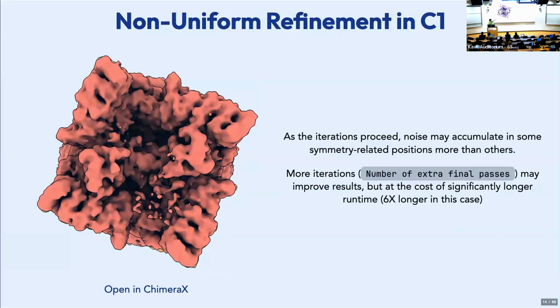So if we force the refinement to take more iterations, right? If we say, once you think you're done, do 20 more iterations, this effect of noise accumulating and slowly particles being pulled into one pose or the other will continue to happen, even though the GSFSC resolution is stuck, in this case, I think around three. So we can see this result, where I added a bunch more final iterations at the end, looks even better than the one I just showed you. However, it took six times longer, because those final iterations use all the particles and the full resolution of the map, so it's very slow. And it still didn't work, right? So this is obviously not the best option, okay?